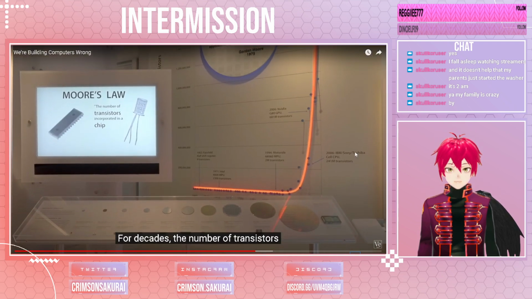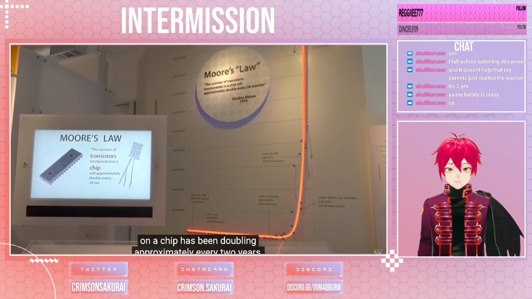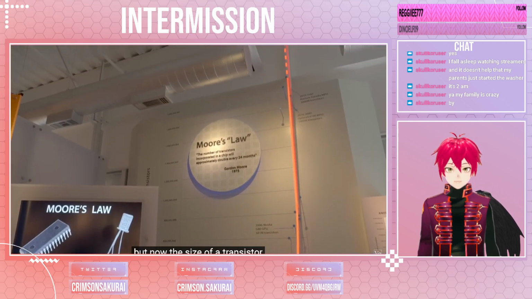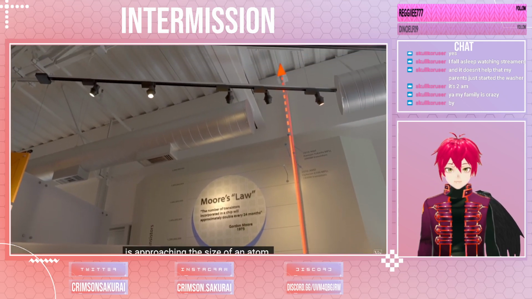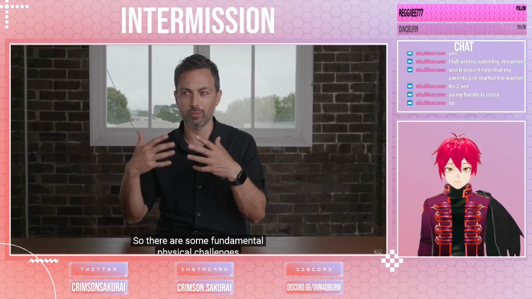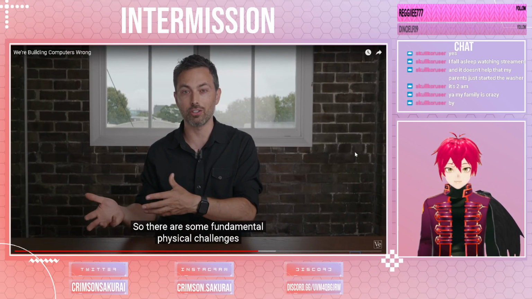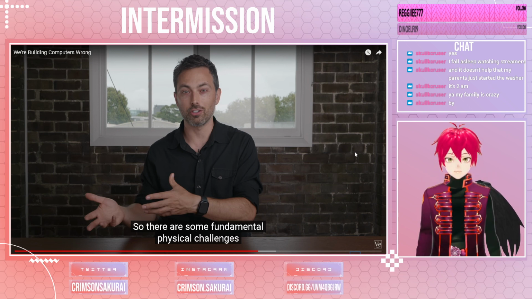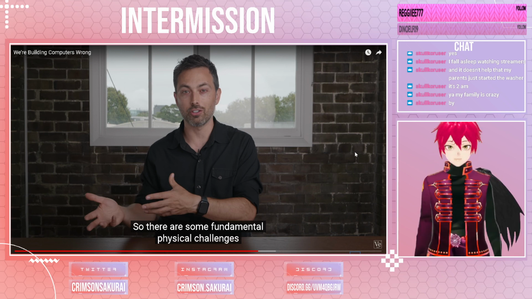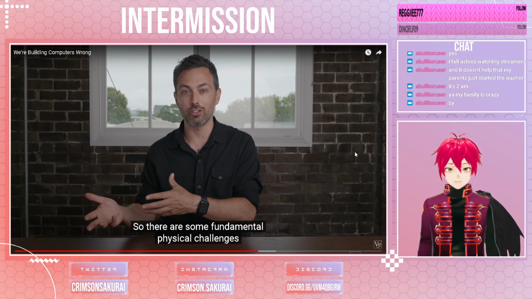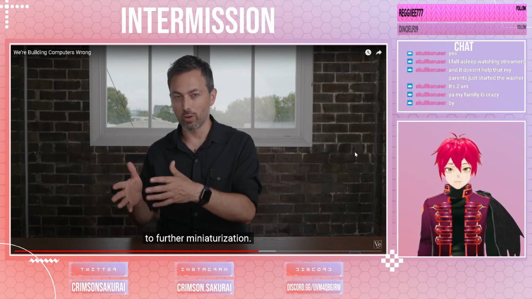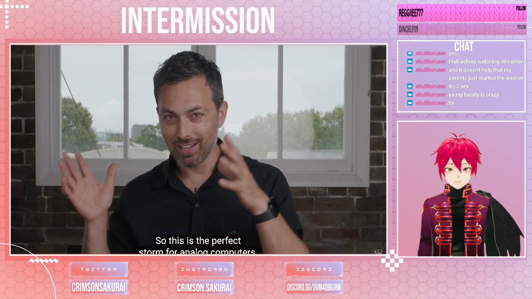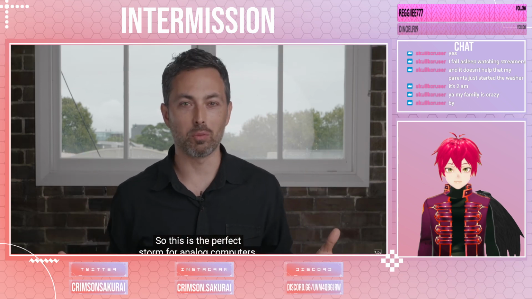For decades, the number of transistors on a chip has been doubling approximately every 2 years. But now, the size of a transistor is approaching the size of an atom. So there are some fundamental physical challenges. Really? An atom, bro? I guess we can really go to quarks because we haven't really fully understood quarks yet. So, to further miniaturization. So this is the perfect storm for analog computers.